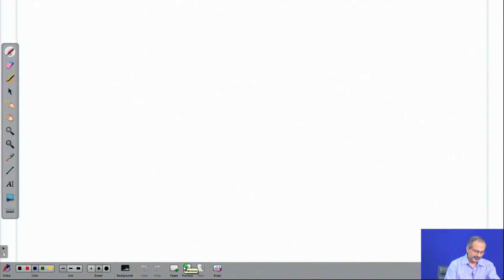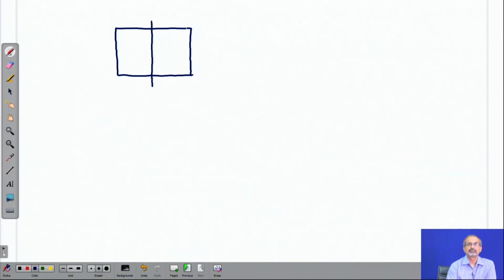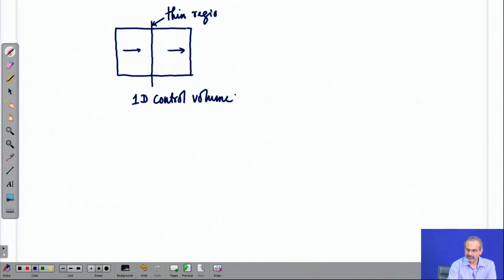Let us try to look at a one dimensional control volume, and let us imagine that a normal shock lies within this one dimensional control volume. We will say that the flow is approaching from the left to the right. This is the flow direction. This is the normal shock, which is actually a very, very thin region. Typically in air at standard conditions, it is as thin as of the order of 10 to the power of minus 5 centimeters.